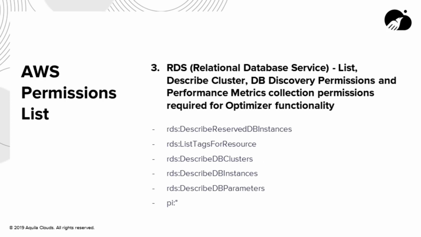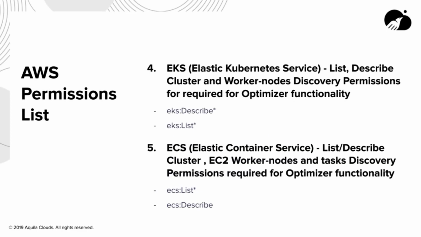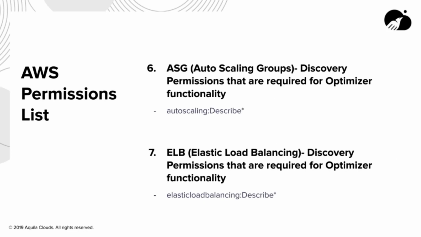RDS, Relational Database Service, list, describe cluster, database discovery permissions and performance metrics collection permissions required for optimizer functionality. EKS, Elastic Kubernetes Service, list, describe cluster and worker nodes discovery permissions required for optimizer functionality. ECS, Elastic Container Service, list/describe cluster, EC2 worker nodes and tasks discovery permissions required for optimizer functionality. ASG, Auto Scaling Groups, and ELB, Elastic Load Balancing, discovery permissions that are required for optimizer functionality.